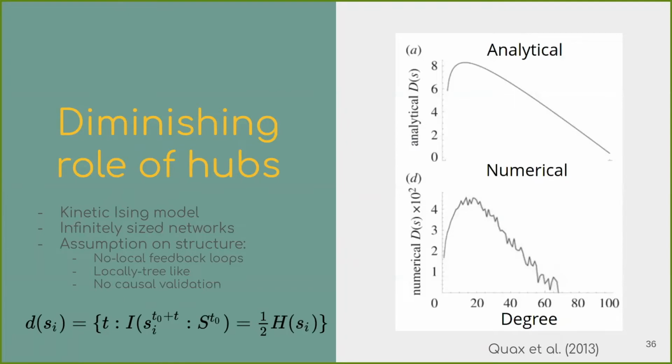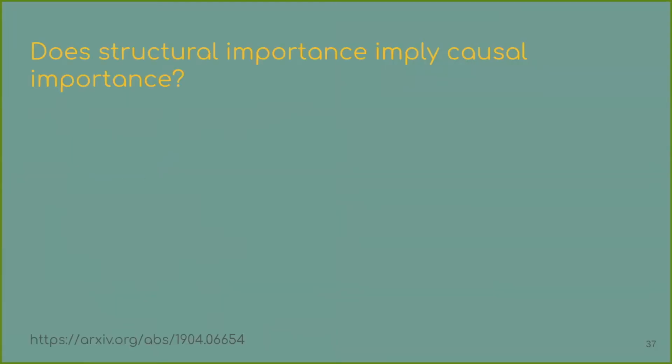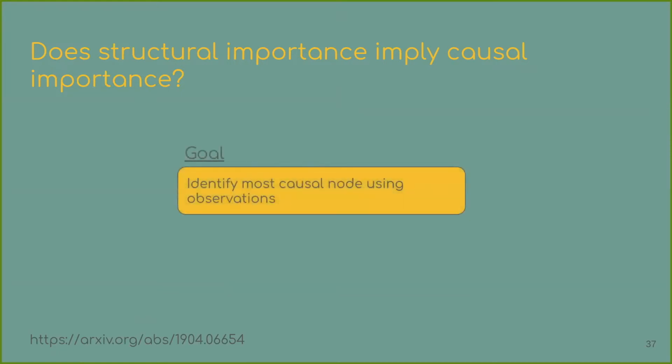Right, so this is essentially where I came in to extend this work a bit further and take into account graphs that have local feedback loops, because in complex systems, depending on how you define them, we actually see them quite a lot. Feedback is an important property for generating things like memory. So we start with the same issue: does structural importance imply causal importance? The goal was to identify the most causal node using observations alone. I generated a new metric, which is essentially the integral, or the area under the curve, of the time-shifted mutual information. The driver node would be the one that maximizes this quantity.